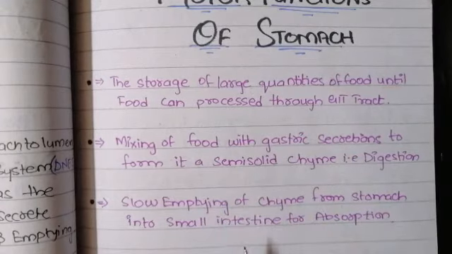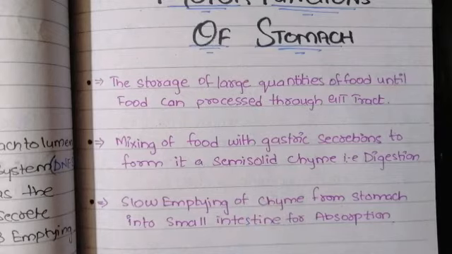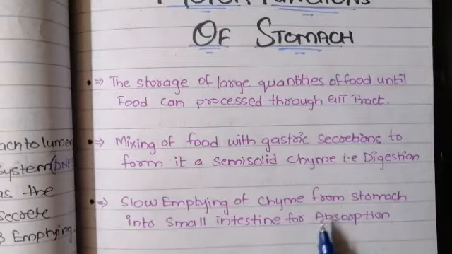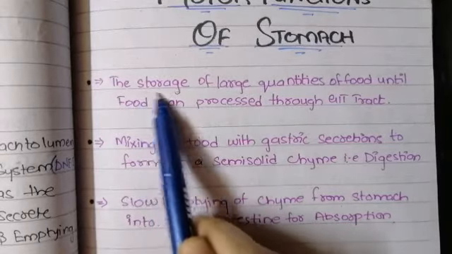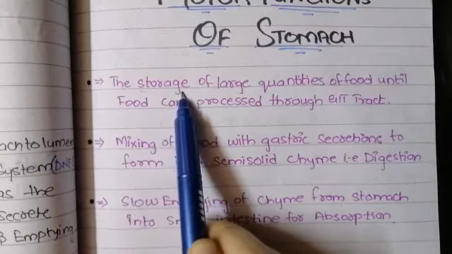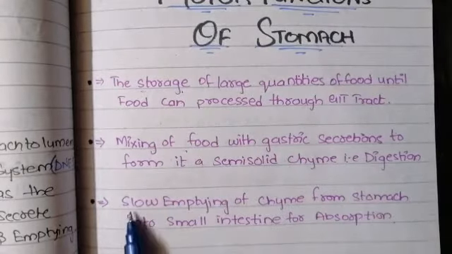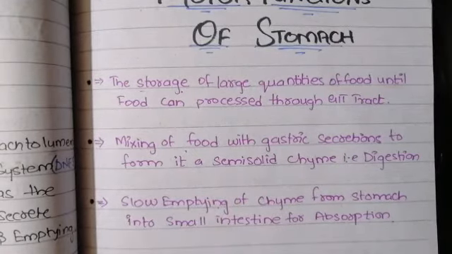The third important function of the stomach is the emptying of the chyme that is formed from the stomach into the duodenum, the small intestine, for absorption. That is a further important function of the GI tract. So the three important functions we should know are the storage of a large amount of food, then the mixing of food, which is important for digestion, and then the slow emptying of that food into the duodenum. These are the three major functions of the stomach. Now we are going to discuss these important functions one by one in detail.